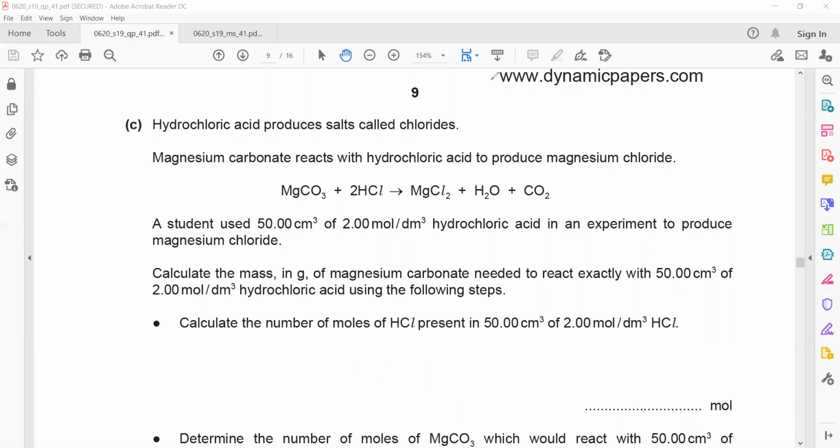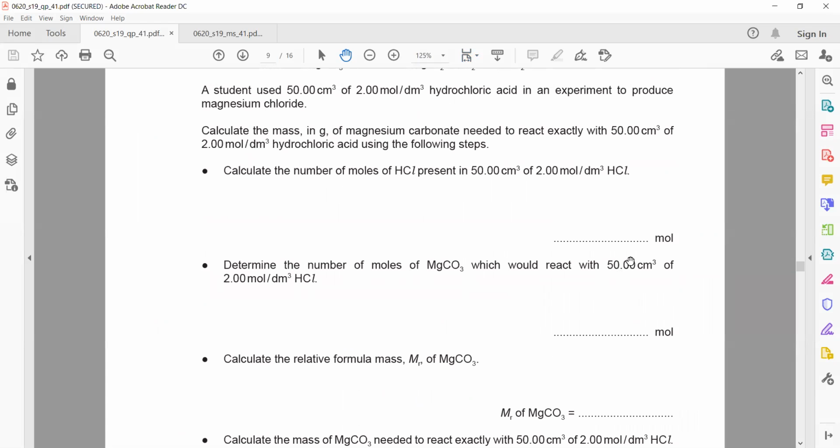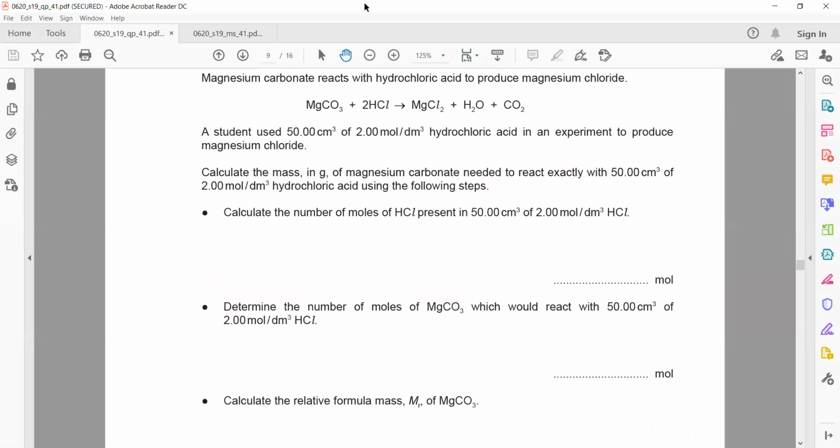Now after getting the moles of hydrochloric acid, we have to determine the moles of magnesium carbonate. So you can see nothing is given related to magnesium carbonate. If nothing is given related to magnesium carbonate, how can we work out the moles of magnesium carbonate? We have the moles of hydrochloric acid. So what can we do to get the moles of magnesium carbonate?